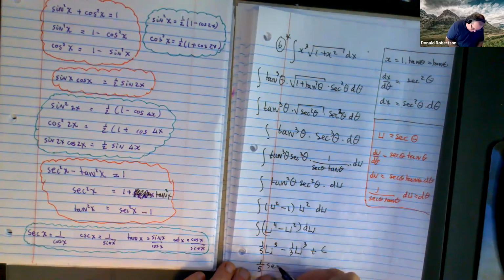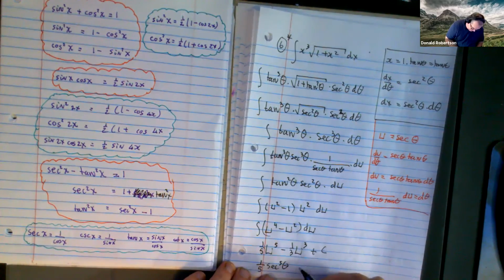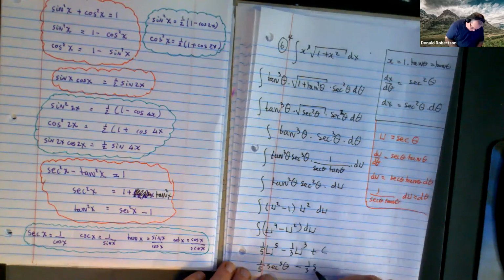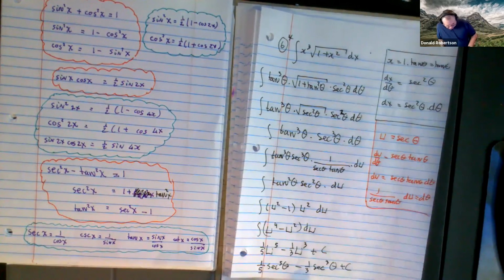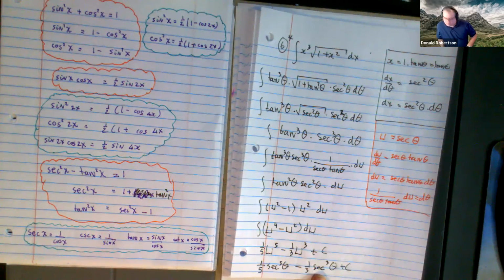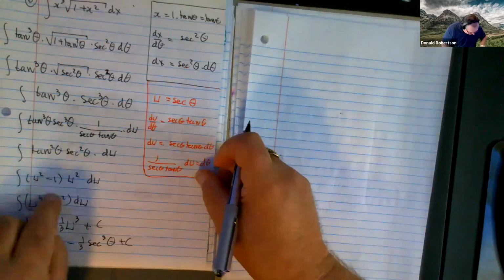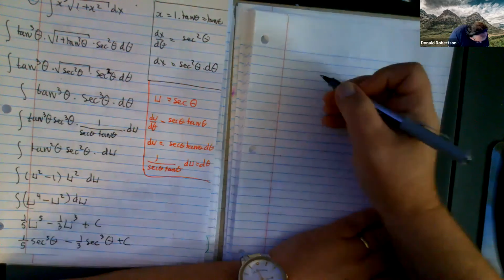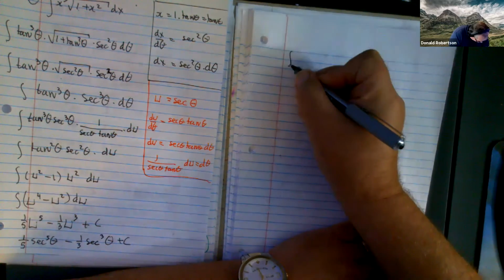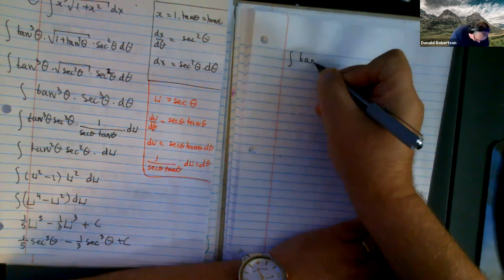1/5 that guy, take away 1/3 that guy, plus c. So would you agree that this u sub worked, right? We got an answer in terms of theta. So let's just keep that guy there and pretend that we were trying this question out a second time.